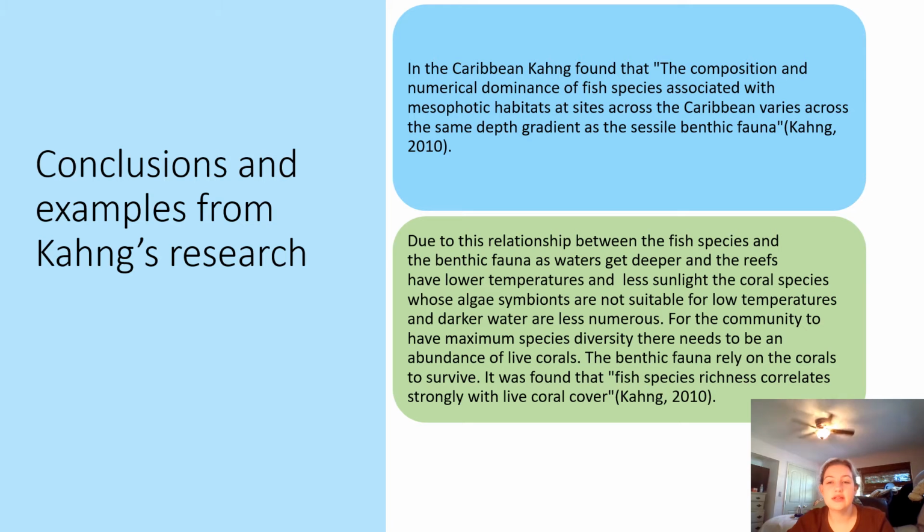and the reefs have lower temperatures and less sunlight, the coral species whose algae symbionts are not suited to low temperatures and darker water are less numerous. For the community to have a maximum species diversity, there needs to be an abundance of live corals. The benthic fauna rely on the corals to survive. It was found that fish species richness correlates strongly with live coral cover.